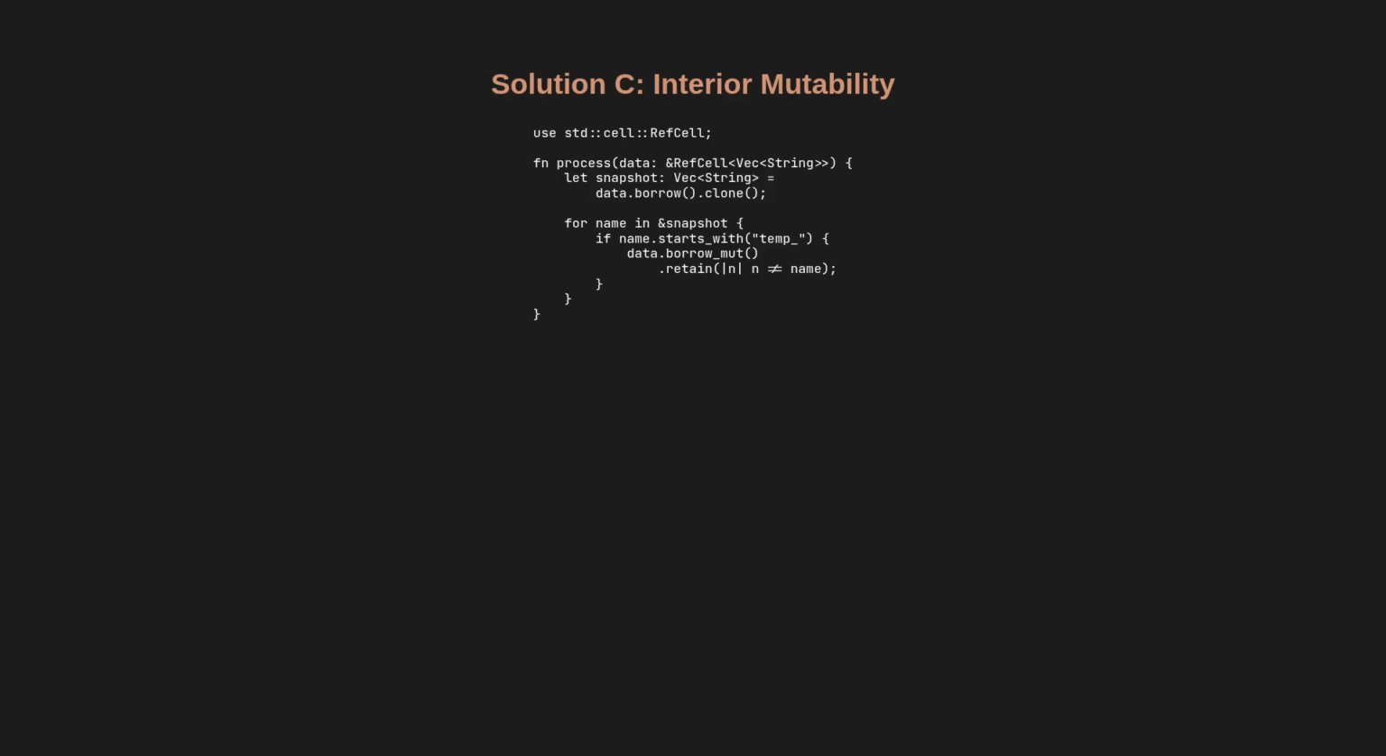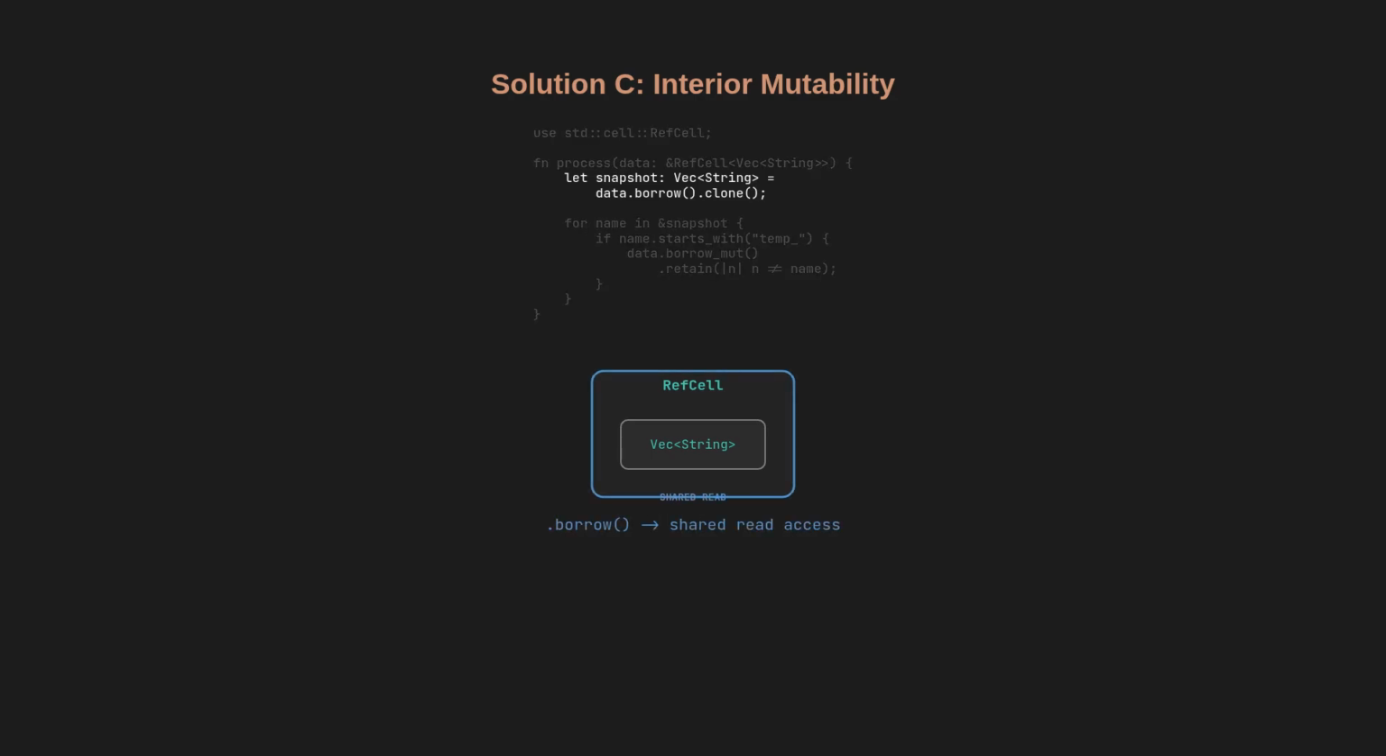But what if restructuring is not possible? What if your architecture demands that something be shared and mutated? Enter RefCell. It wraps your data in a container that enforces borrowing rules at runtime instead of compile time. Think of RefCell as a lockbox. The data is inside and you need to check it out. .borrow gives you shared read access. The box opens, you can look at the data.